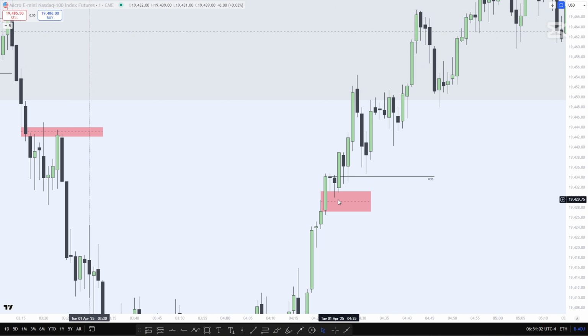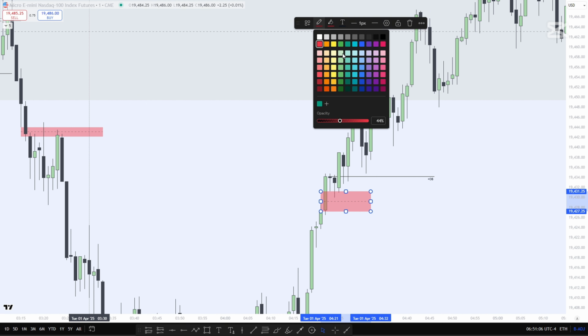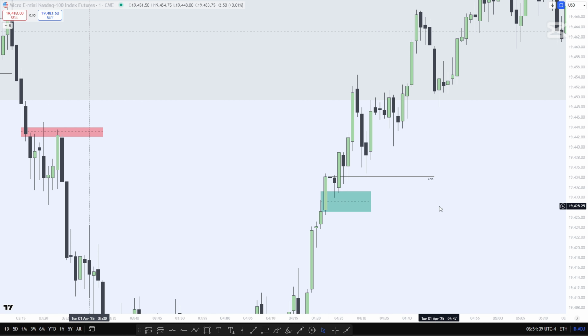This down close candle now fails to reach consequent encroachment of this BC. This should be green, by the way, because it's acting as support and it should send price higher. This down close candle, bearish candle, fails to deliver to consequent encroachment of this BC. And then the next candle completely overtakes these two candles, these bearish candles, and closes firmly above them.